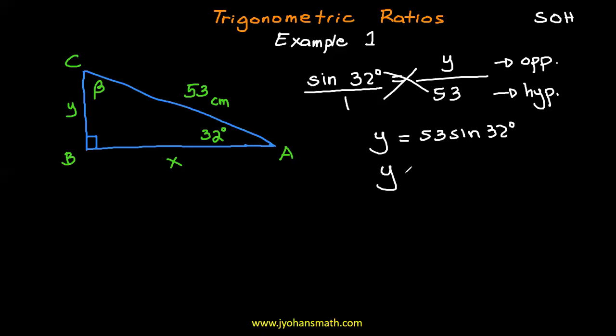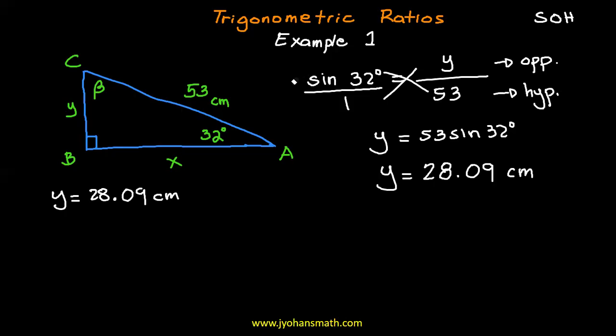If we plug that in our calculator, 53 sine 32 degrees will give us 28.09 centimeters if we're going to use two decimal places. So y is equal to 28.09 centimeters.